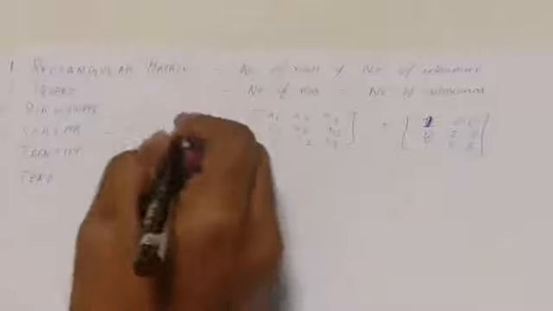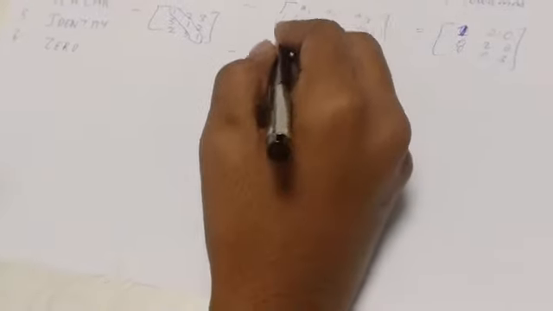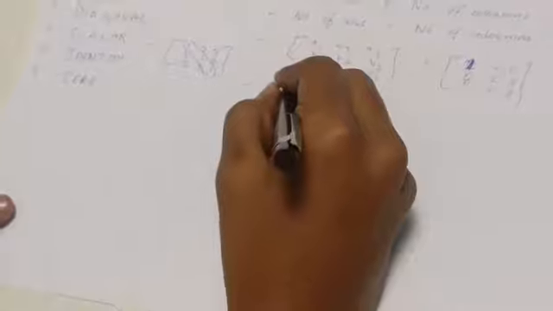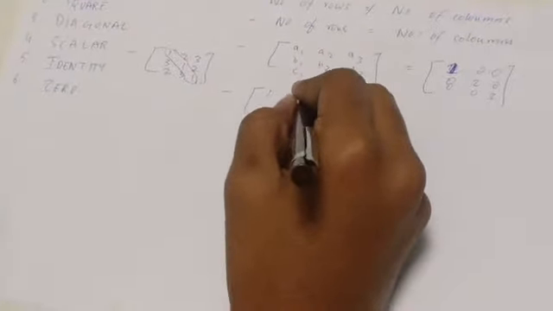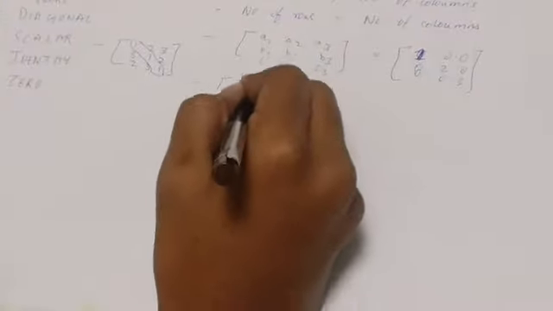Now next comes the scalar matrix, where all the diagonal elements are the same. Where all the diagonal elements of a matrix are the same. Next comes the identity matrix, where all diagonal elements are 1. That is 1, 0, 0, 0, 1, 0, 0, 0, 1. That is, all the diagonal elements in the matrix are 1. And next comes the zero matrix, where all the elements are 0.